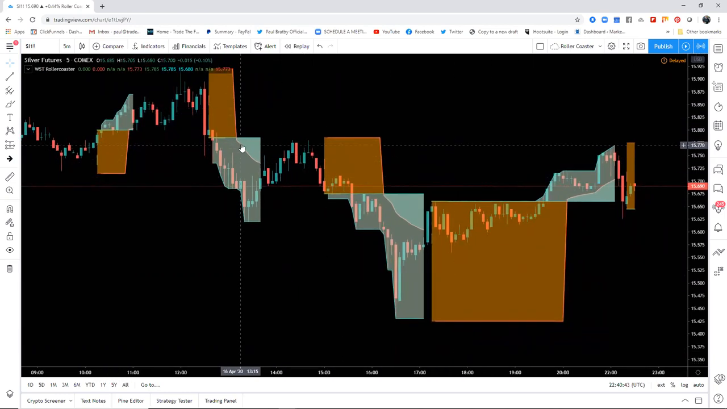Yeah, bits was the main, but there again, I use a roller coaster. If I've got a bits trade, I'll use a roller coaster to actually trail it as well. So I like to use them both to trail. There's good trades on silver today, some good shorts there, two great shorts and a long.